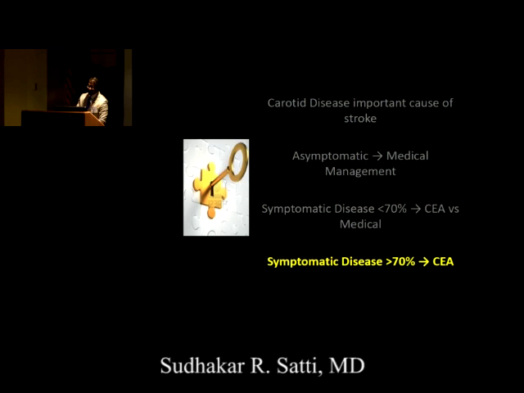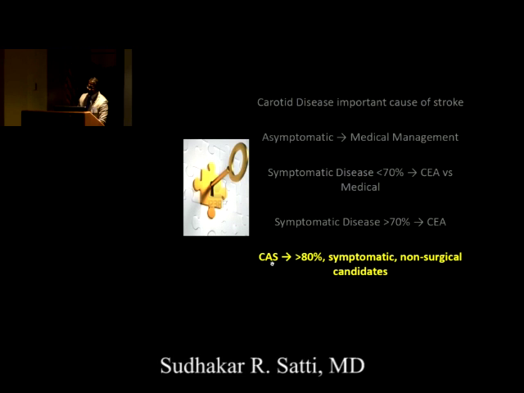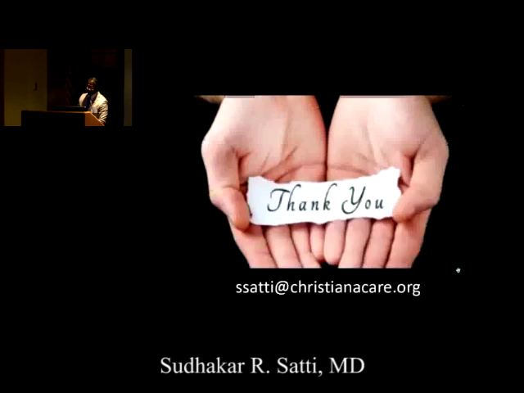And keep those numbers in mind, the number needed to treat. So you have to treat 5 or 6 patients for at least 5 years to prevent one stroke in this subset of patients, whereas in the less than 70% group, you're treating like 20 patients. And then finally, carotid artery stenting is now only indicated if you have greater than 80% symptomatic stenosis, and these patients are deemed non-surgical candidates.